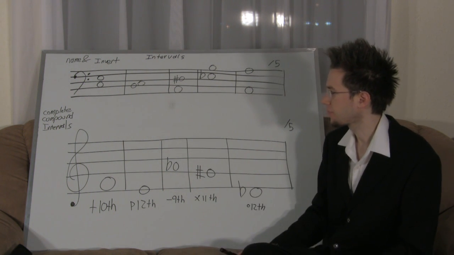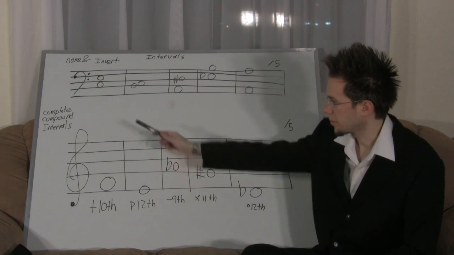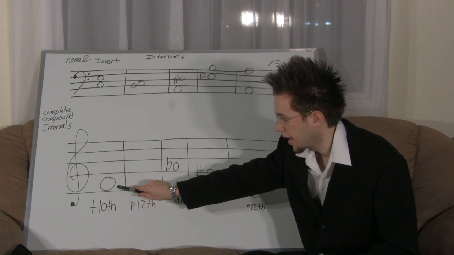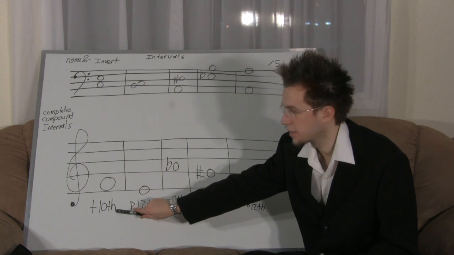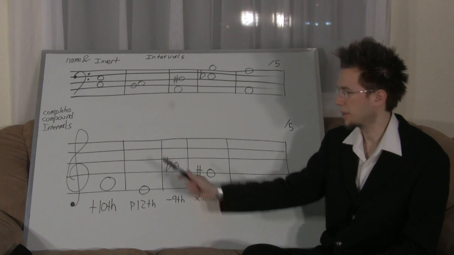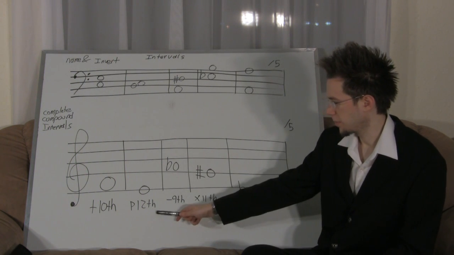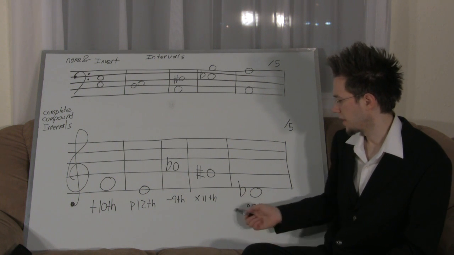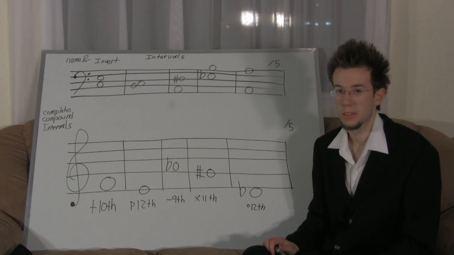Next up, we have complete the compound intervals. I have a starting note here, and I say I want a major 10th. So you need to write a major 10th. Find out where that's going to be and put it above there. Here, find a perfect 12th, minor 9th, augmented 11th, and a diminished 12th.